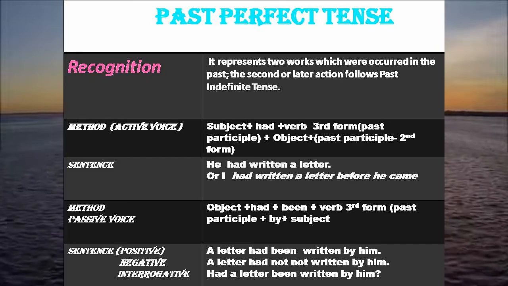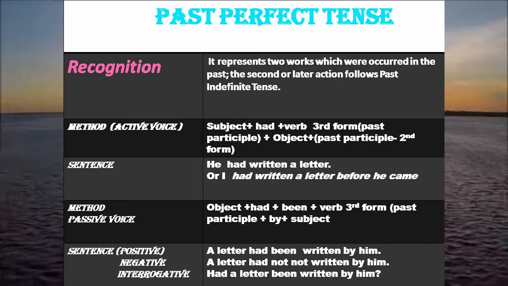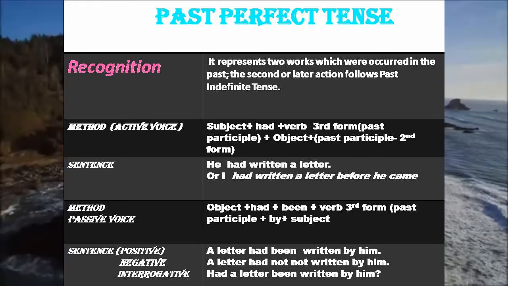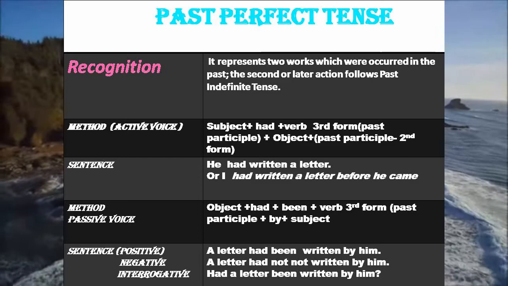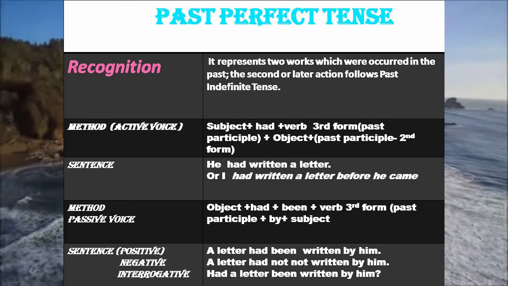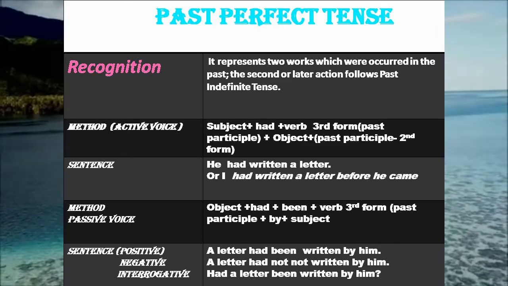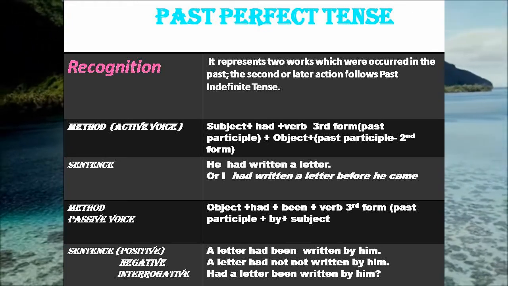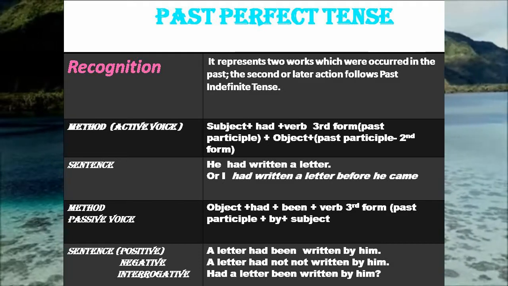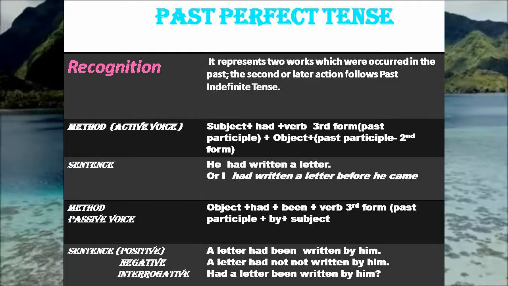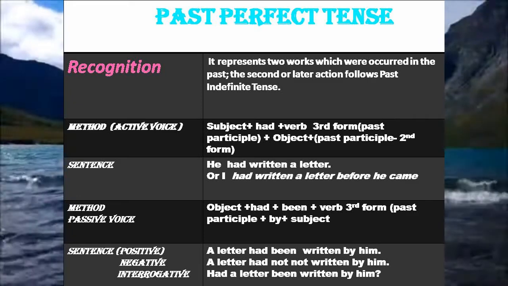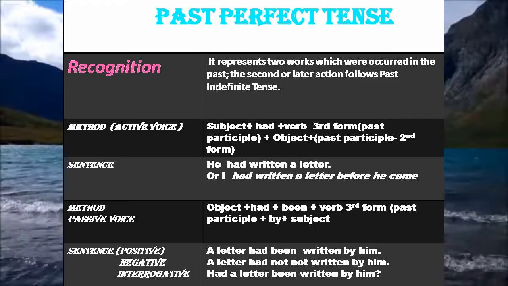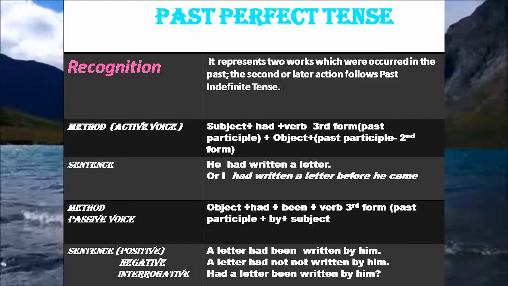Past perfect tense represents two works which occurred in the past. The second or later action follows the past indefinite tense. Method, active voice: subject plus had plus verb third form, past participle, plus object. Sentence: I had written a letter before he came. Method, passive voice: object plus had plus been plus verb third form, past participle, plus by plus subject of the active voice.